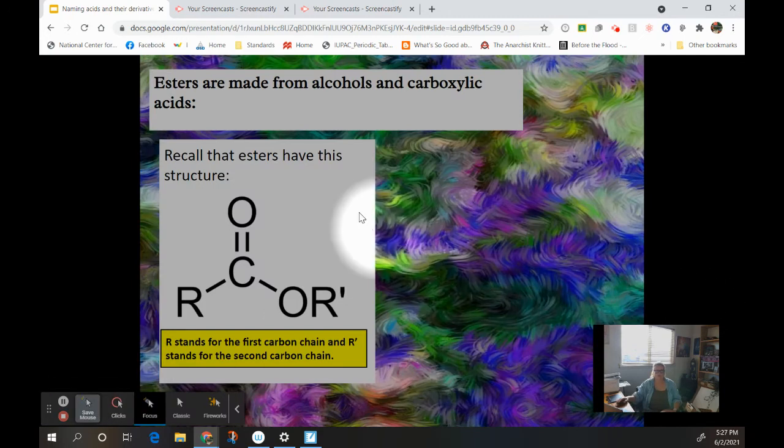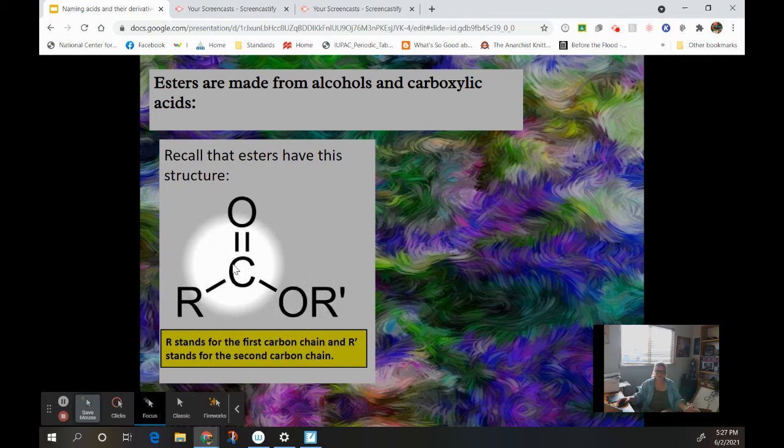Here comes the fun part. Here comes esters. Esters, remember, have 2 carbon chains attached to them because these oxygens are actually embedded inside of a carbon chain. So you've got R for the first rest of the carbon chain, and you have R prime, which is the second rest of the carbon chain, because these esters are parked in the center.